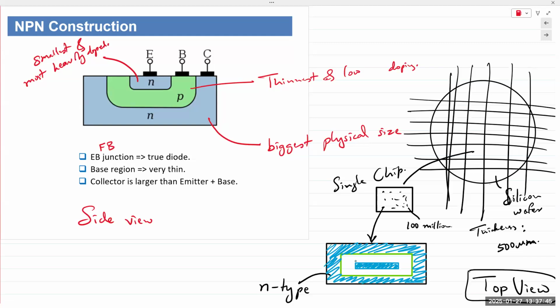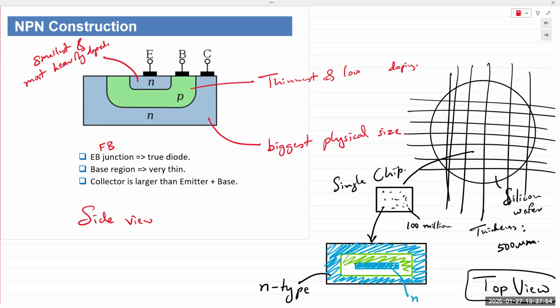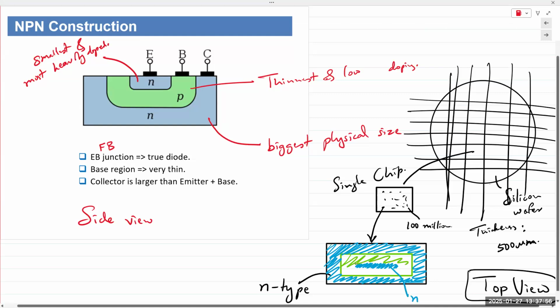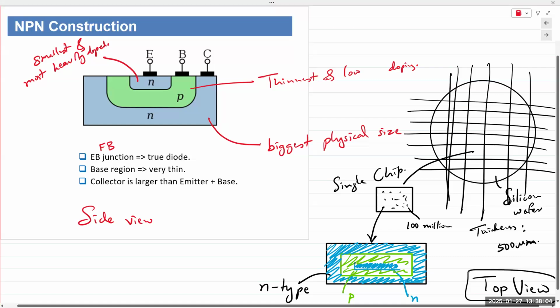So this is N-type. This is P-type in green. P. Does that make sense? Right.